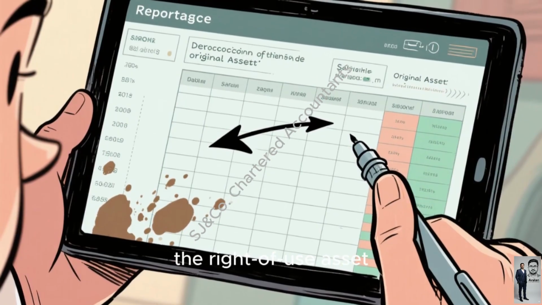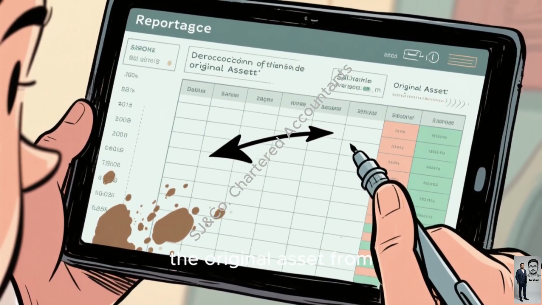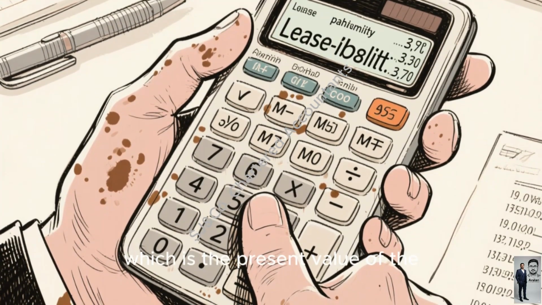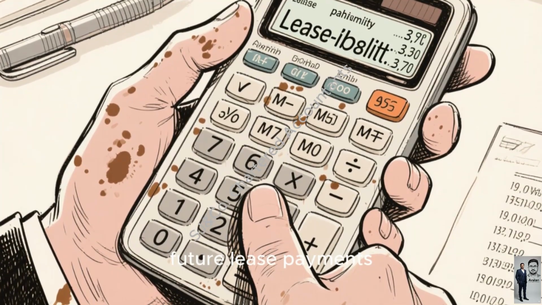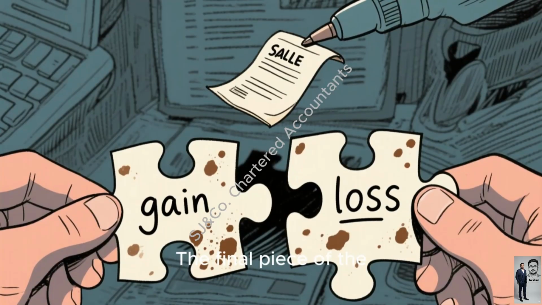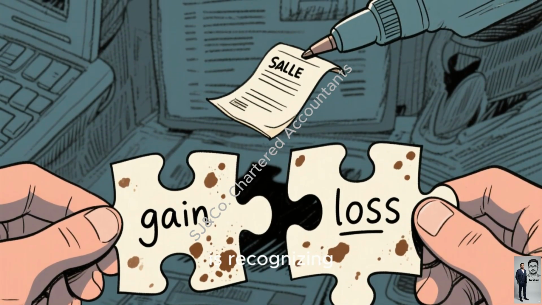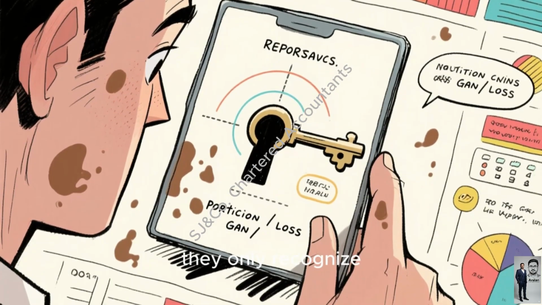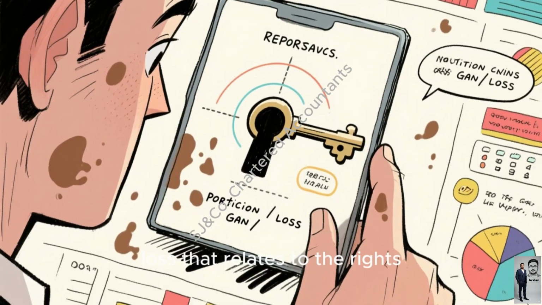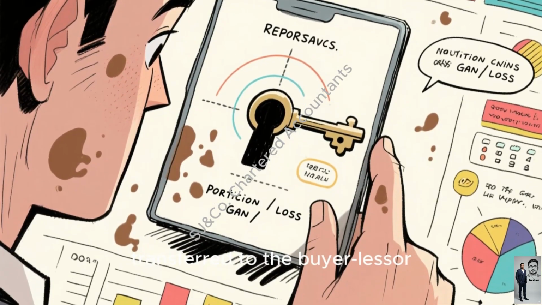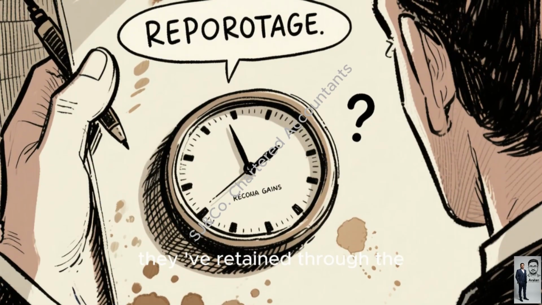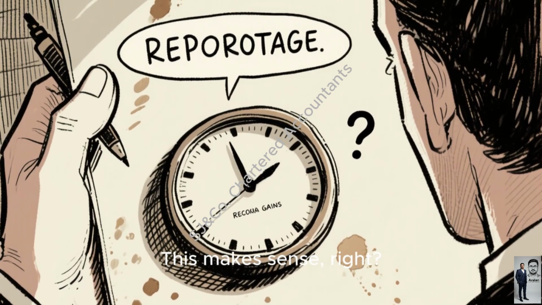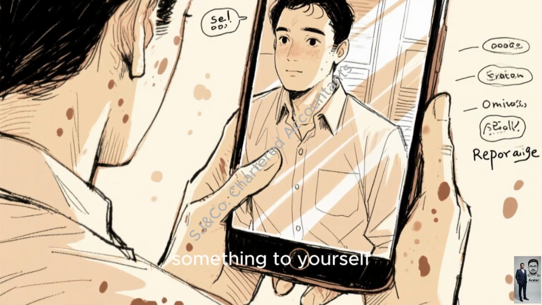After calculating the right-of-use asset, the seller lessee derecognizes the original asset from their balance sheet. Then they recognize the lease liability, which is the present value of the future lease payments, just like in a standard lease. The final piece of the puzzle for the seller lessee is recognizing a gain or loss on the sale. But here's the key. They only recognize the portion of the gain or loss that relates to the rights transferred to the buyer lessor. The part of the gain related to the rights they've retained through the leaseback is not recognized immediately. This makes sense, right? You can't profit from selling something to yourself.